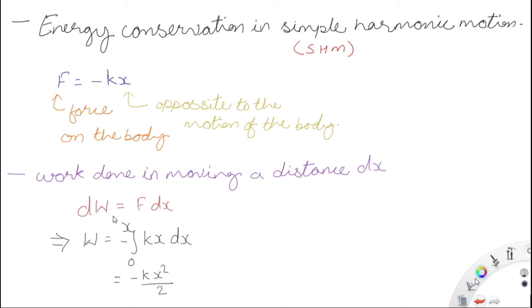Now integrate it. Work done is the definite integral from 0 to x, because we are moving a distance, starting from the origin 0 and going a distance x, of minus kx into dx. This will give you minus of kx square by 2.